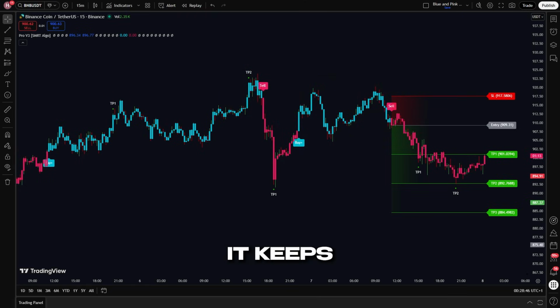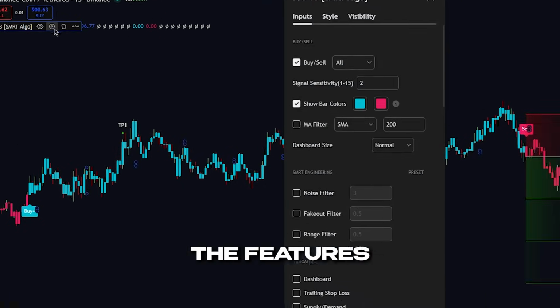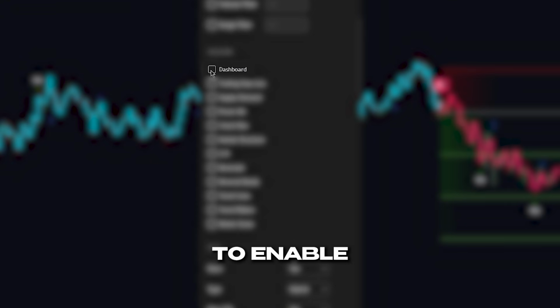This is intentional. It keeps the chart clean and lets you build your strategy step by step instead of being overwhelmed right away. Now let's go into the settings and turn on the features we actually need. The first thing I'm going to enable is the dashboard.